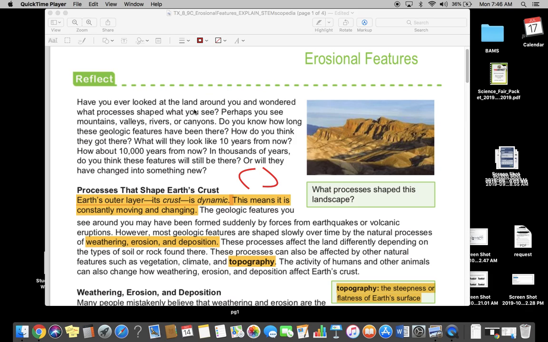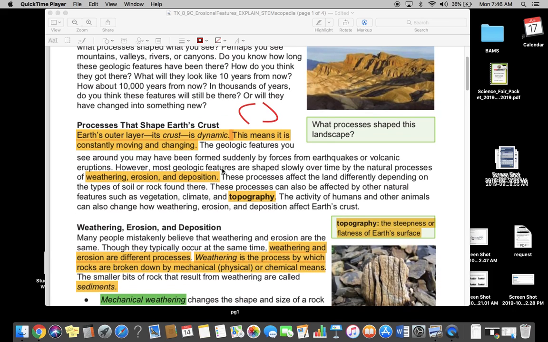Have you ever looked at the land around you and wondered what processes shape what you see? Perhaps you see mountains, valleys, rivers, or canyons. Do you know how long these geologic features have been there? How do you think they got there? What will they look like 10 years from now? How about 10,000 years from now? In thousands of years, do you think these features will still be there? Or will they have changed into something new?